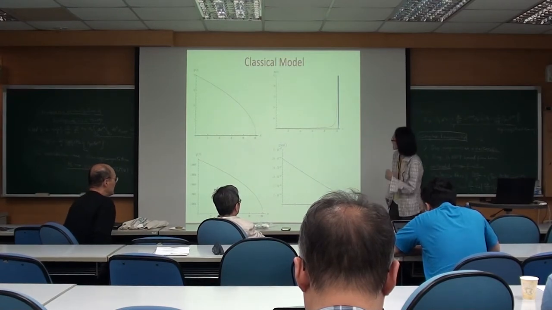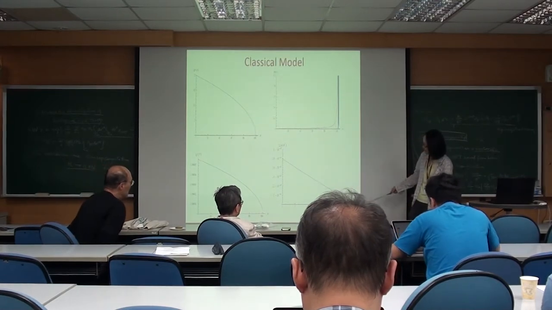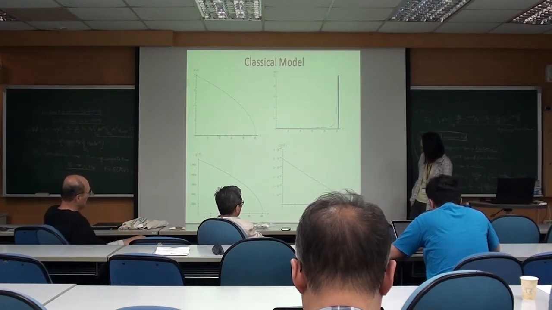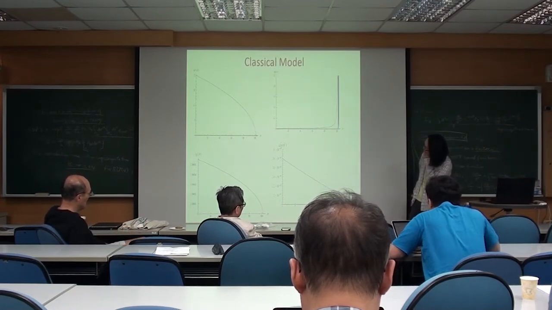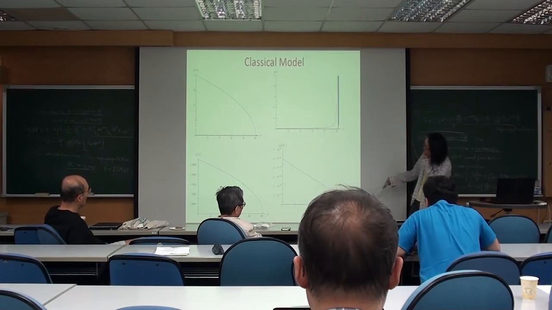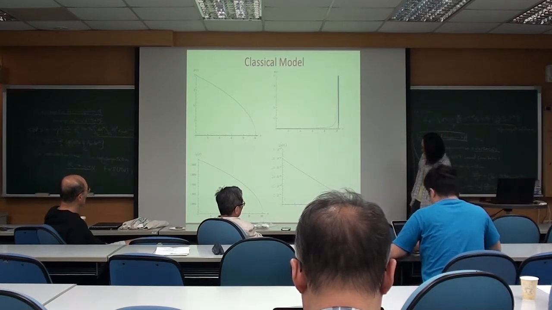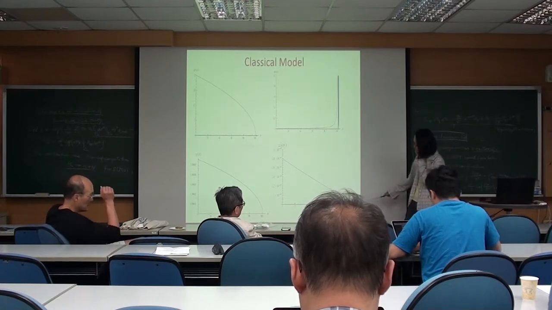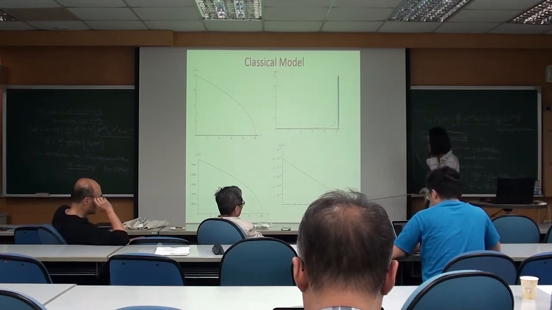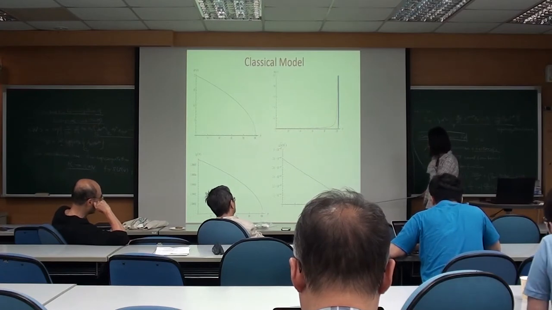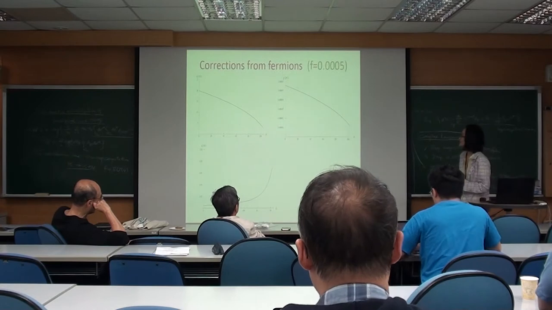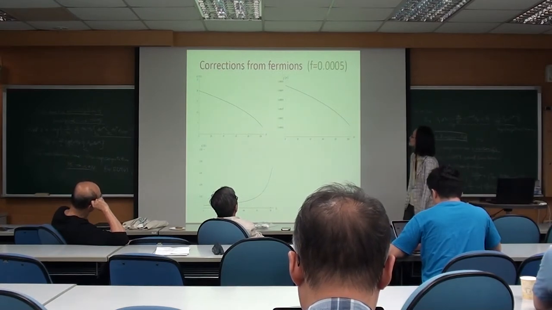Okay. And the student also gave me one plot. This is the scalar power spectrum based only on the classical model, from the inflation 60 e-folds from the end of inflation. It's 50 e-folds from the end of inflation. But here he gave me the other part. So this is the plot I have.